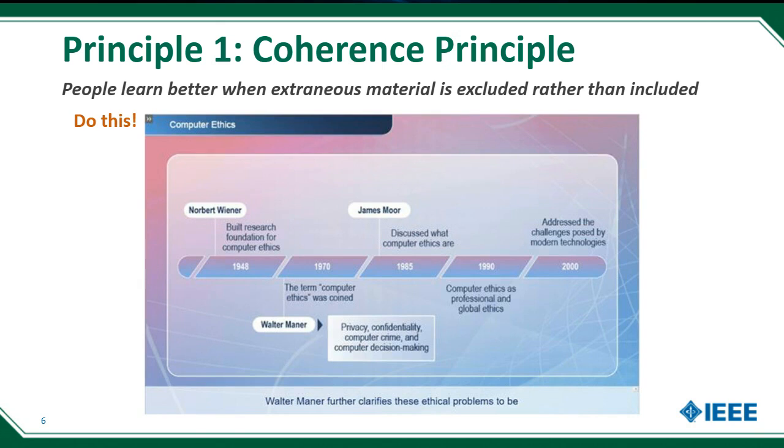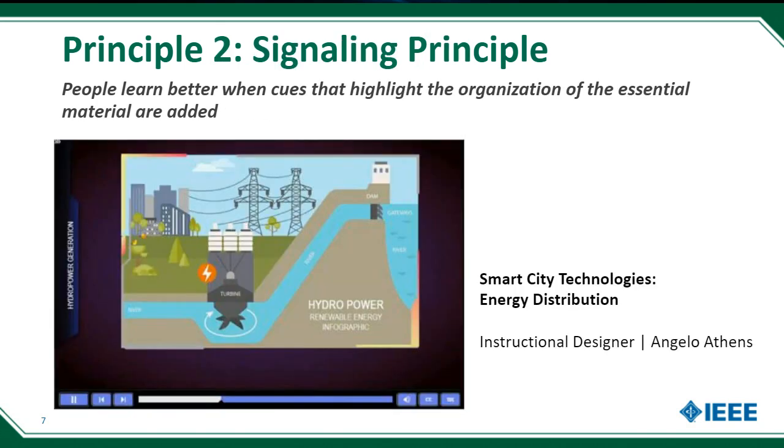As you can see from this example, we only highlight 2-3 things on the screen, and then this slide is much easier for students to comprehend and process the information. Number 2, signaling principle.